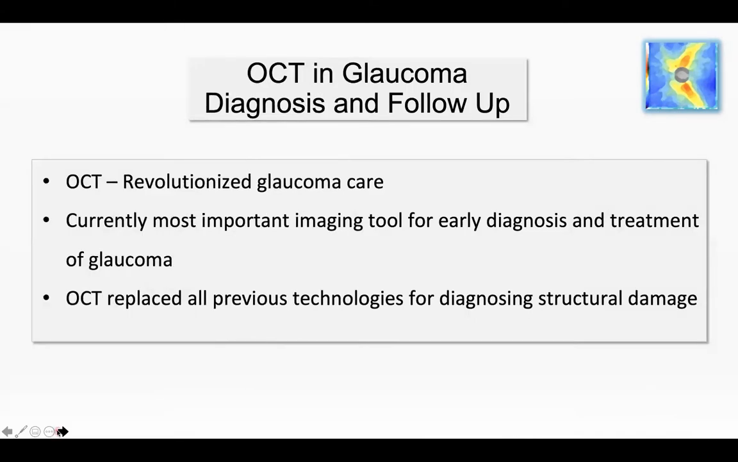OCT in glaucoma diagnosis and follow-up. OCT revolutionized glaucoma care. Currently, it is the most important tool for early diagnosis and treatment of glaucoma, and it replaced all previous devices for diagnosing structural damage and became the gold standard. As a glaucoma specialist, I have been fascinated with this incredible technology for the last 15 years, as it revolutionized glaucoma care completely.